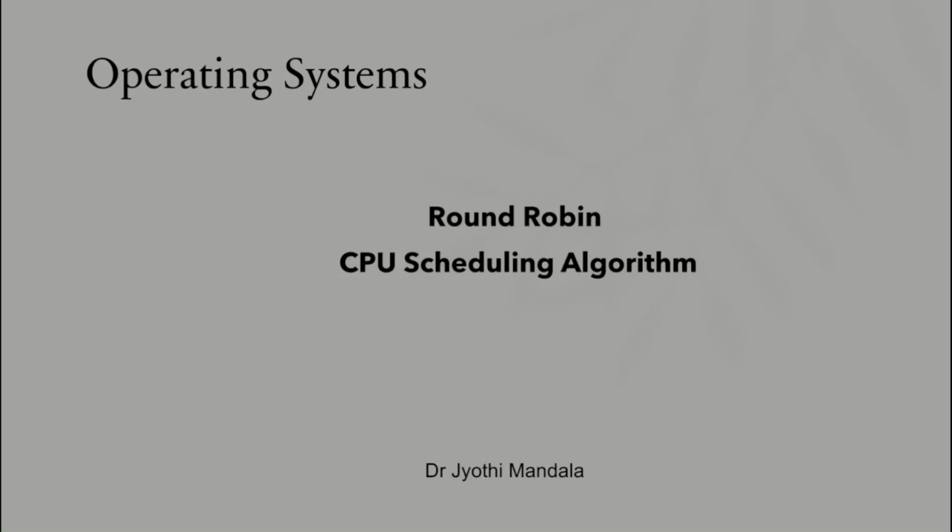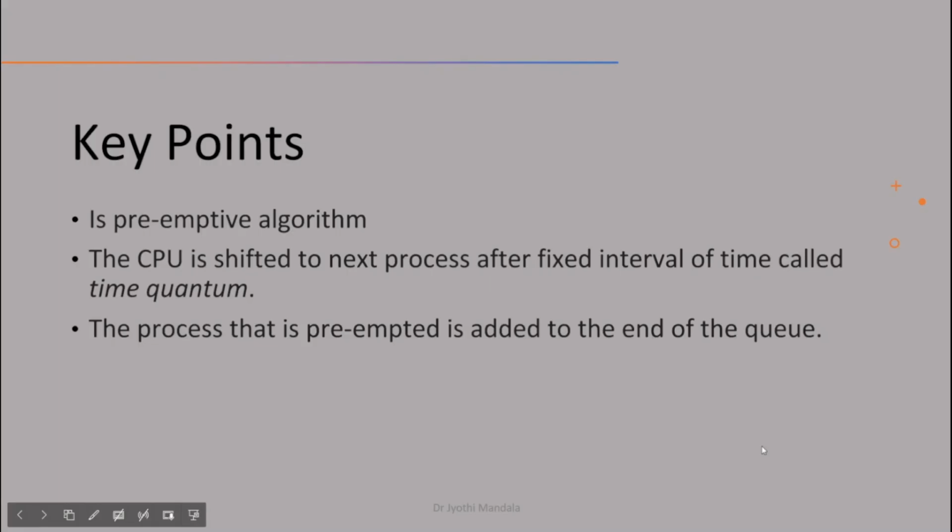From today's lecture onwards, we will be learning about preemptive scheduling algorithms. The first one is the round robin CPU scheduling algorithm. So let us see what exactly this algorithm is. As I already told you, round robin is a preemptive CPU scheduling algorithm. That means once the CPU is given to a process, even though it has not completed its execution, the CPU may switch to another process. How it is going to happen, we are going to understand.